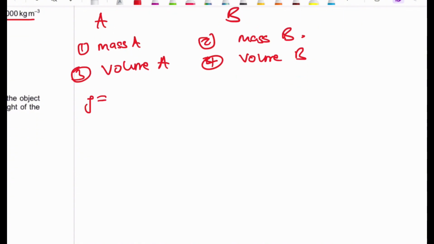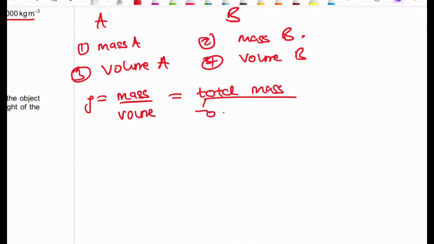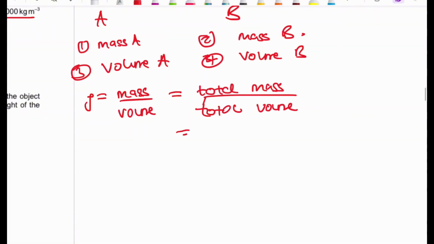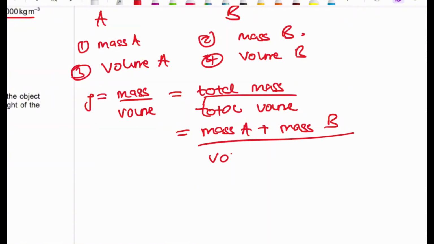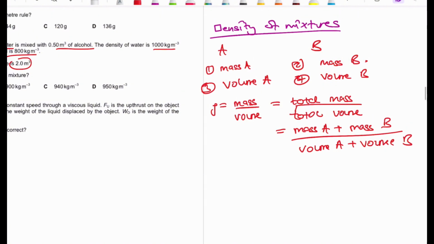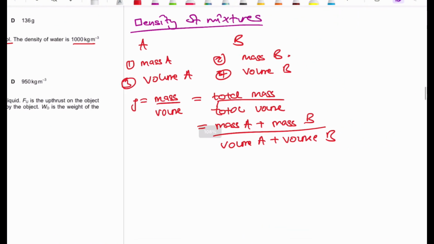Well, we know that density is the mass divided by the volume, right? So if you're going to mix things up, the mass would be the total mass divided by the total volume. So the total mass would be the mass of A plus the mass of B, divided by the volume of A plus the volume of B. That is what you're going to be doing in order to find the density of mixtures.